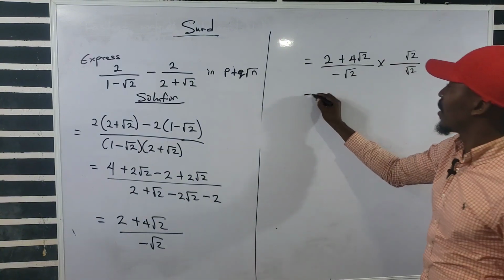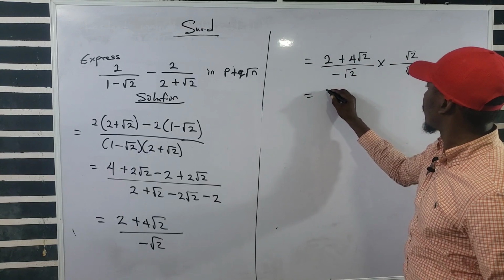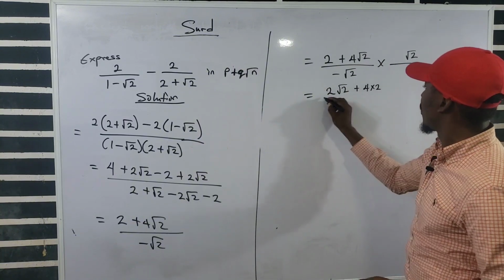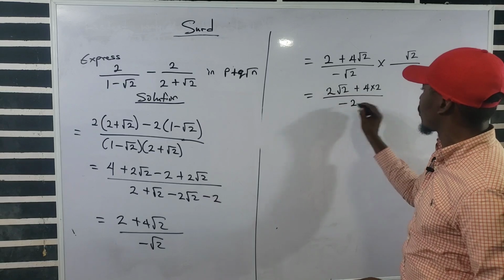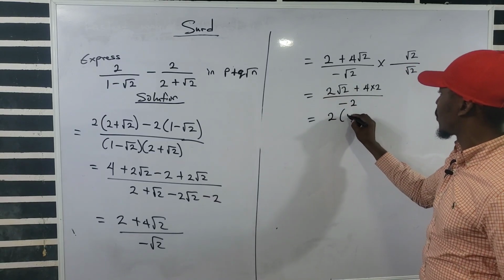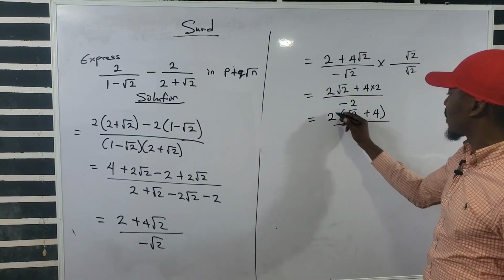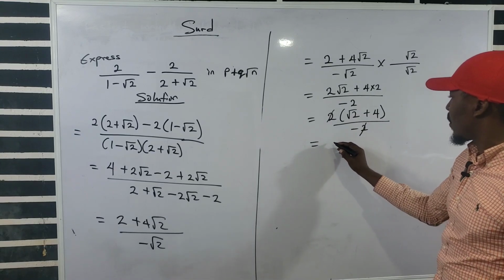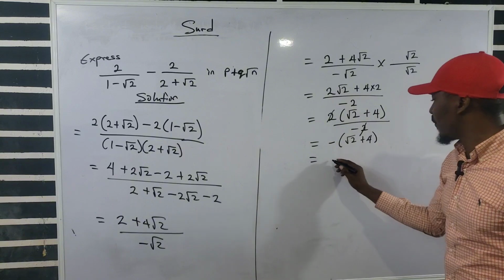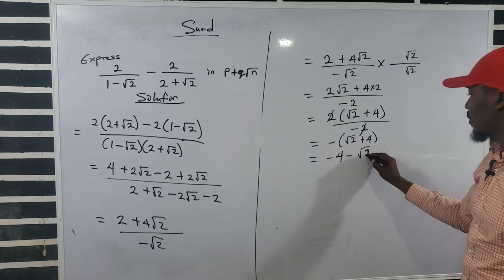It will give you the same thing. So this and this will give us 2√2. This and this will give us plus 4 times 2, all over this, and this will give us minus 2. So factor 2 out here, you have 2 into √2 plus 4 over minus 2. So this and this will go. So you have minus in brackets √2 plus 4, which will give you minus 4 minus √2.